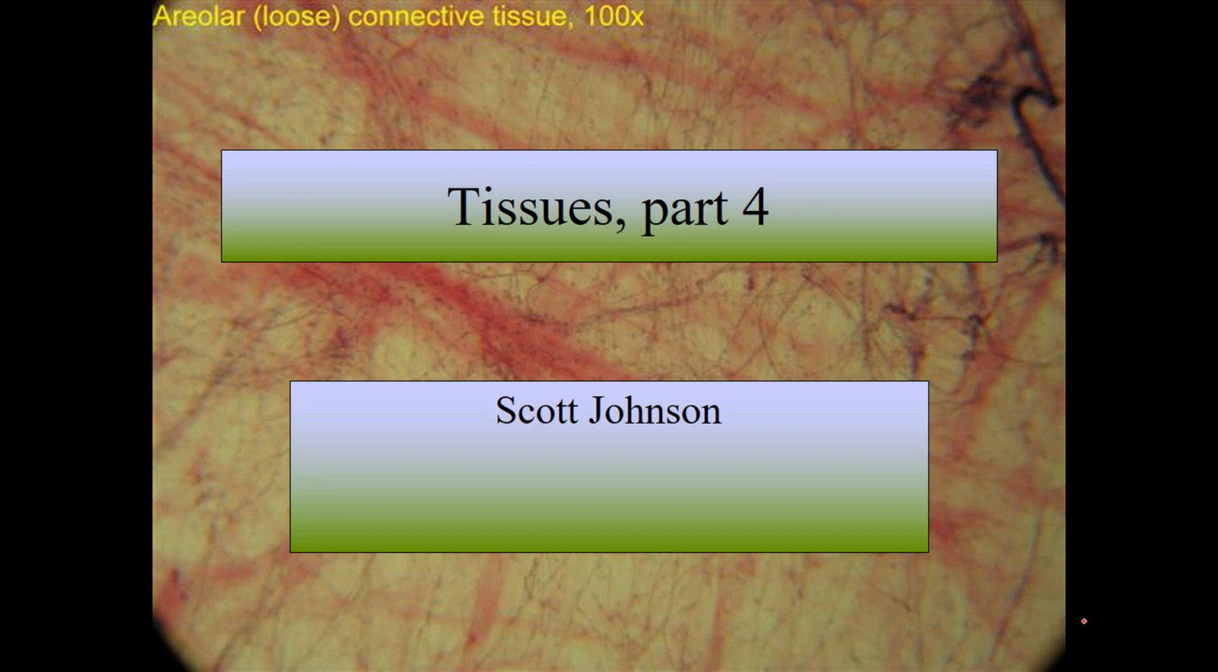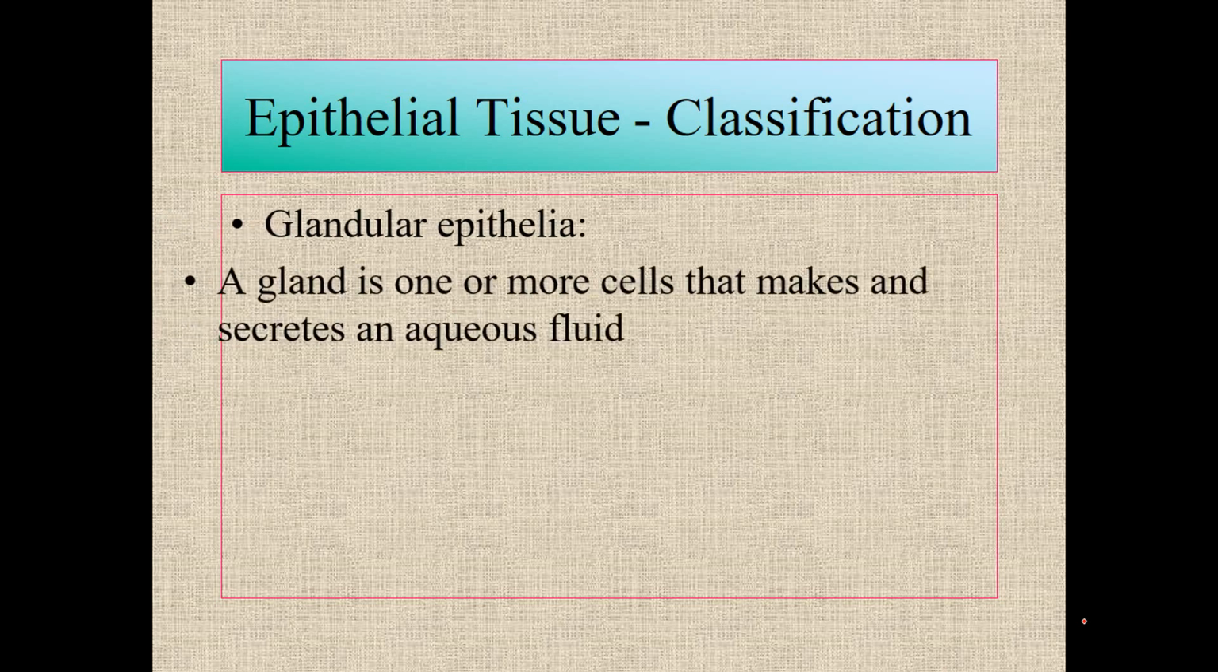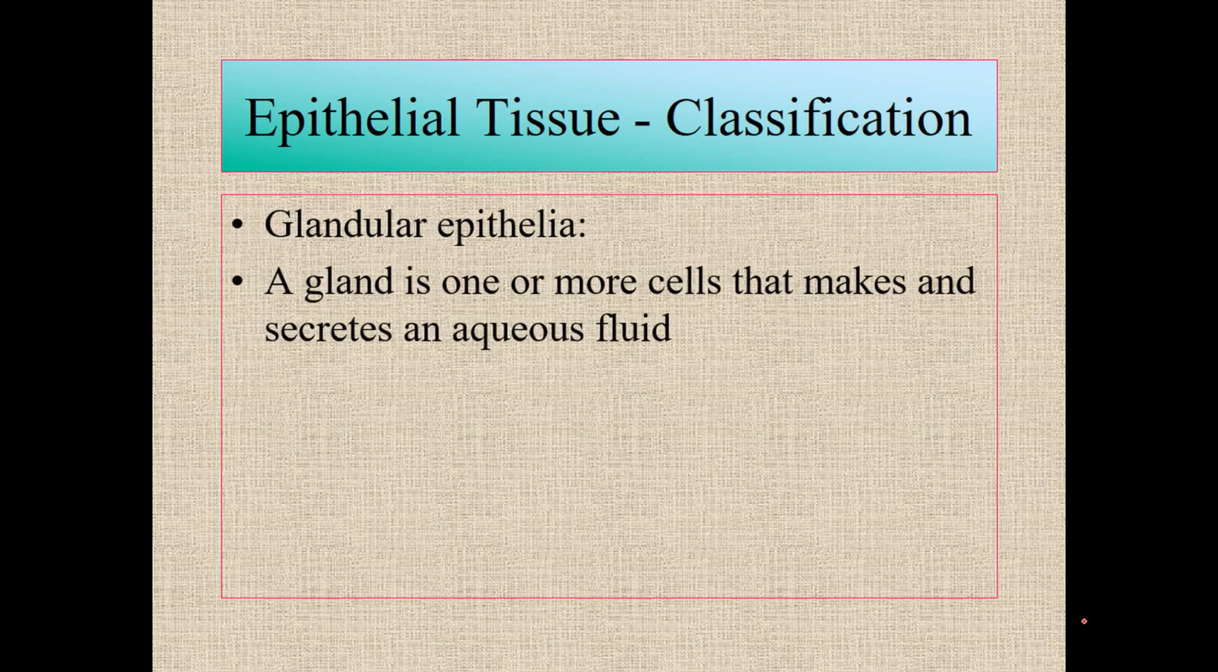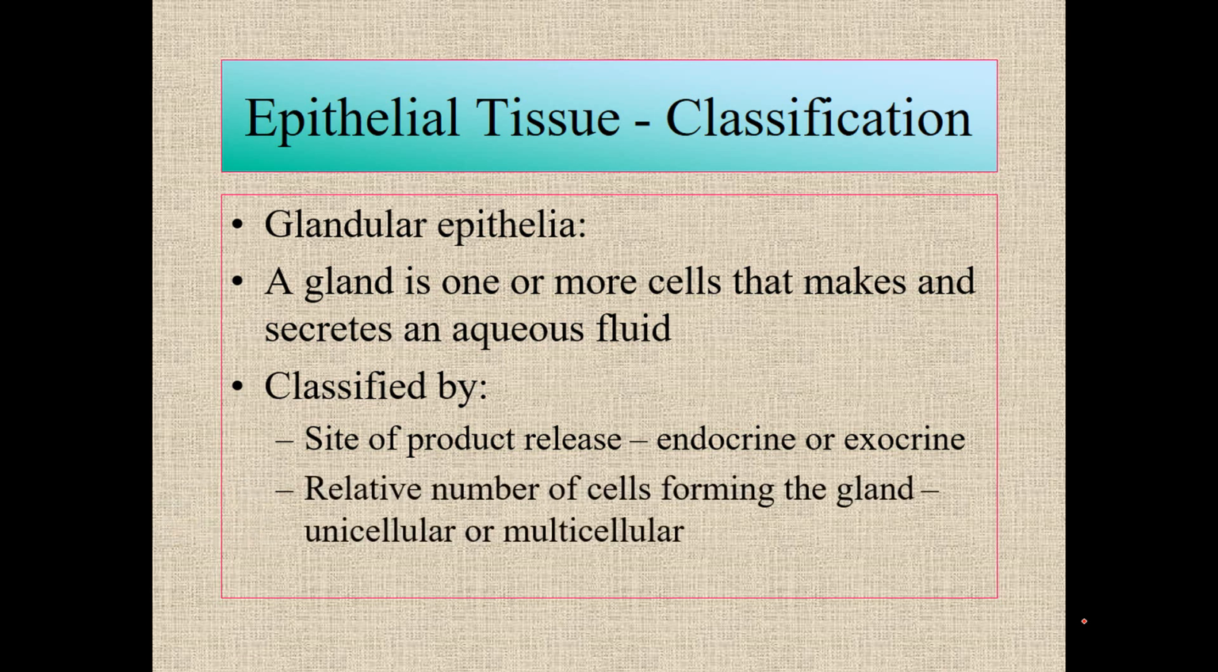Right, this is part 4. We're going to be taking a look at glandular epithelium. A gland is made up of one or more cells that make and secrete an aqueous fluid. They are classified by the site of their product release, endocrine or exocrine, and then by how many cells form the gland.